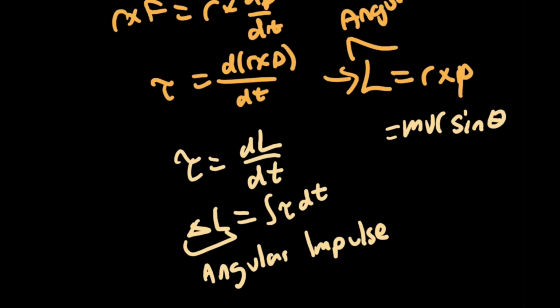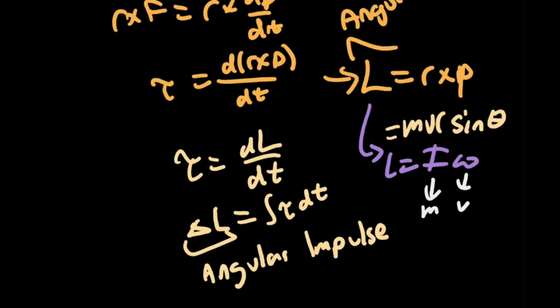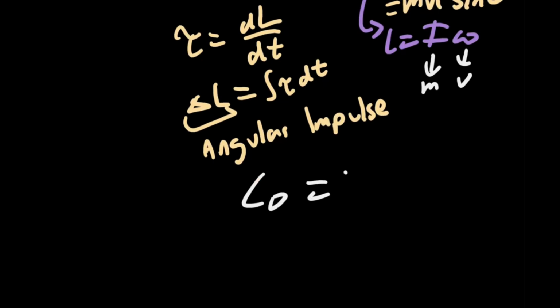Additionally, we can see for a larger object that L is equal to I w, and you can also find that on your reference sheet. This is comparable to p equals mv, basically, right? Because the rotational equivalent of m is I, and the rotational equivalent of v is omega. The final thing to note here is that we can also use L0 equals Lf. If there are no external torques, we have conservation of angular momentum.